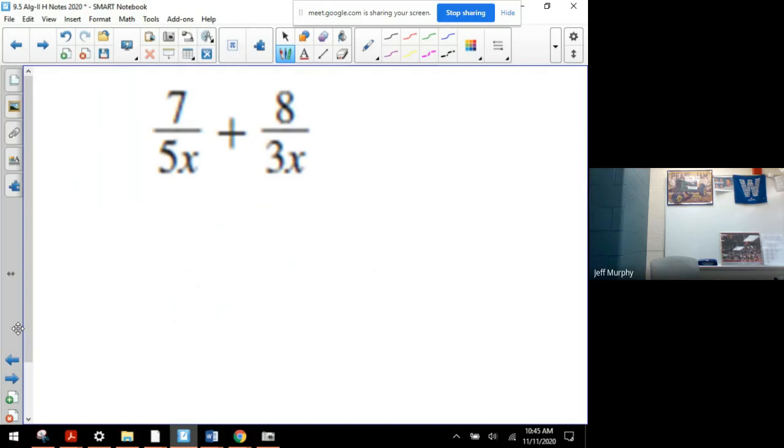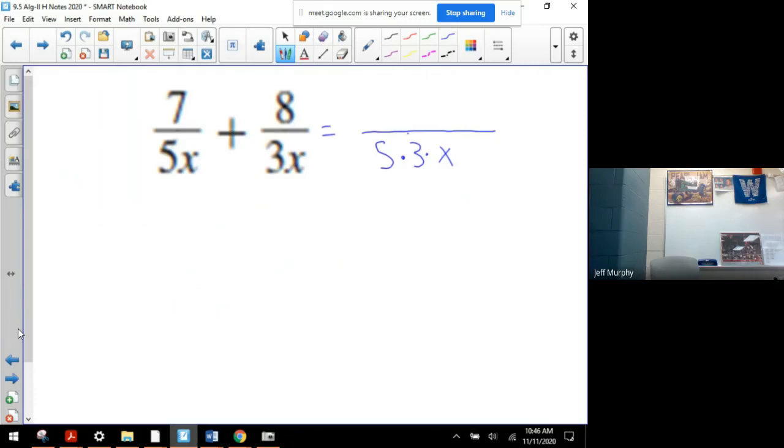So I have 7 over 5x plus 8 over 3x. So in looking at this, do these denominators have anything in common? All they have in common is the x. Well, what's left? A 5 times a 3. So my least common denominator will be 5 times 3 times x, otherwise known as 15x, but I'm not going to write that quite yet, because by leaving it in their separate pieces, I can see what each individual fraction needs to be multiplied by.